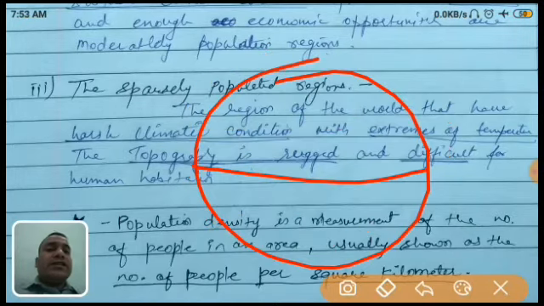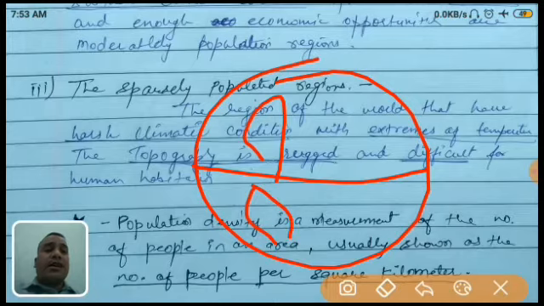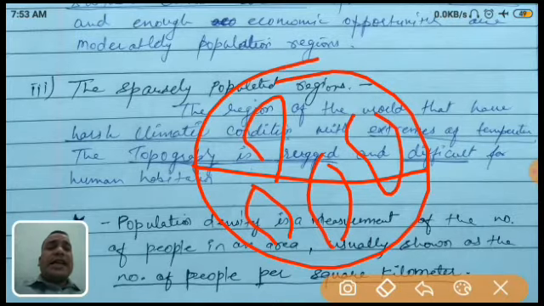The regions which are extremely hot or extremely cold, where most of the area is desert, you can see easily in the northern parts of North America, South America, and Africa. There are some desert areas in Asia also. So what are these desert areas? In Africa, there is the Sahara Desert. Then in Asia there is the Thar Desert, and there are also some other deserts in this area.